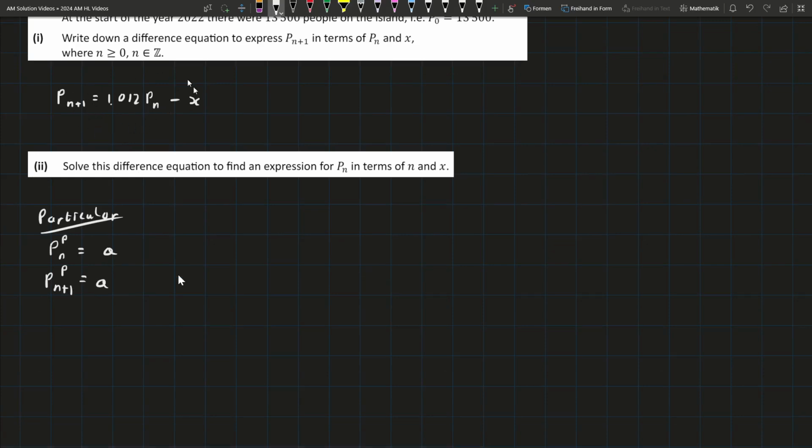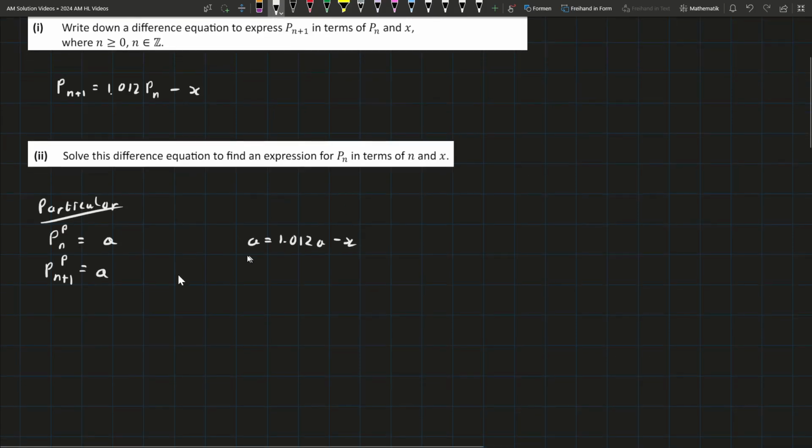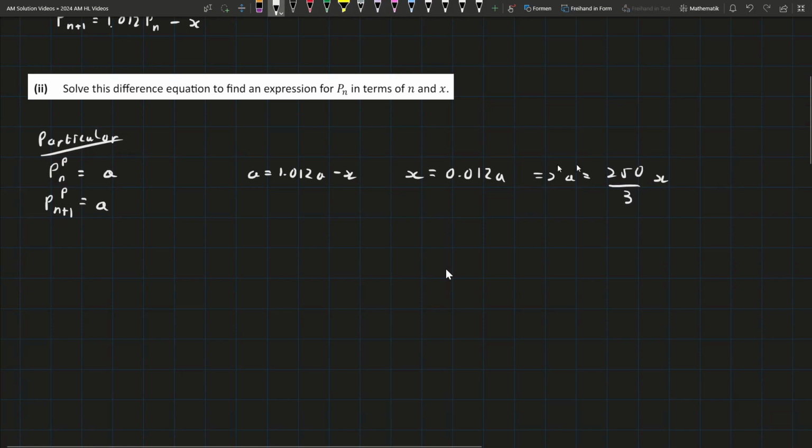Now we can sub into our original difference equation. We get A equals 1.012A minus X. So that was just replacing the Pn's with an A. Then we can bring the X to the left side and we get 0.012A equals X. That means that A is equal to 250 over 3 times X. Or you can write it as X divided by this, but that's kind of messy, so you can convert it to a fraction like this. We'll just park that there. That's our particular solution.